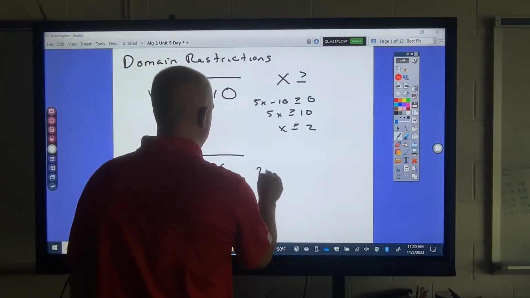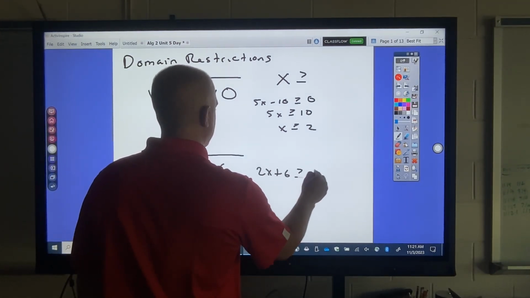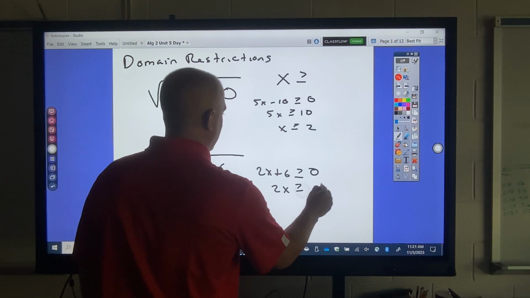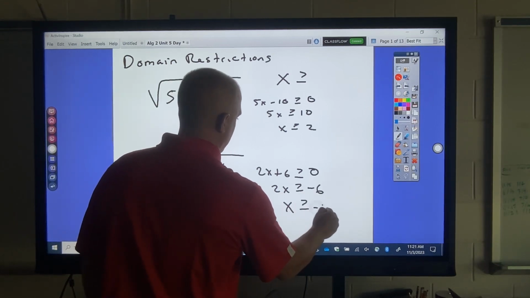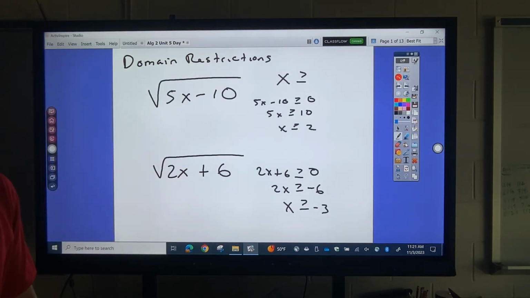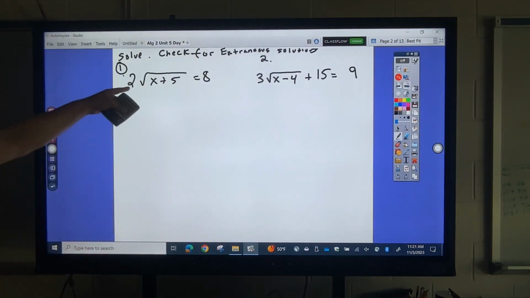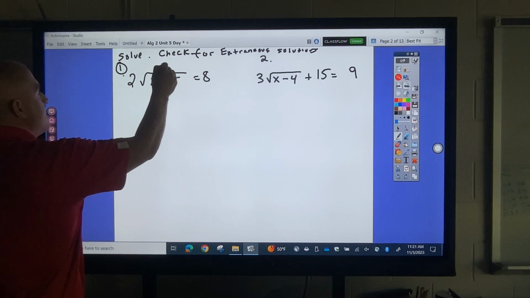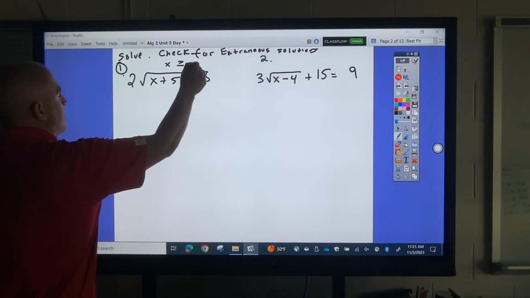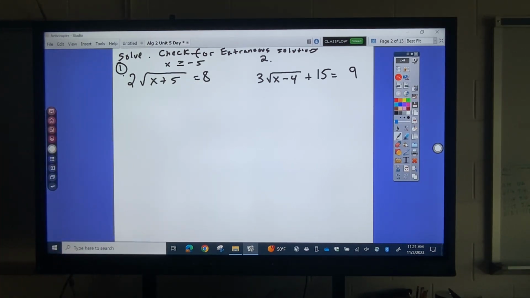The same thing here, this would be 2x plus 6 greater than or equal to 0, that would be 2x greater than or equal to negative 6, x has got to fit with greater than or equal to negative 3. So that's what you want to look at before you start the question. So for instance, this one, I know that I have to have x greater than or equal to negative 5, and I've got to make sure it fits within that.